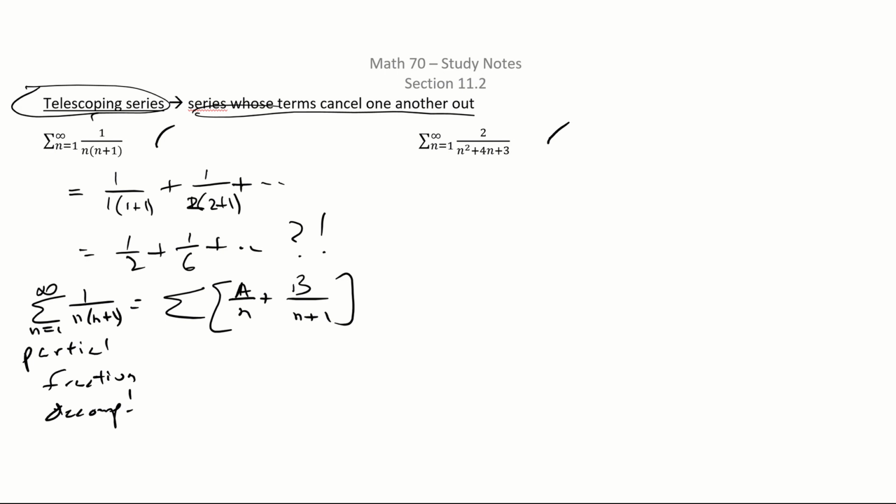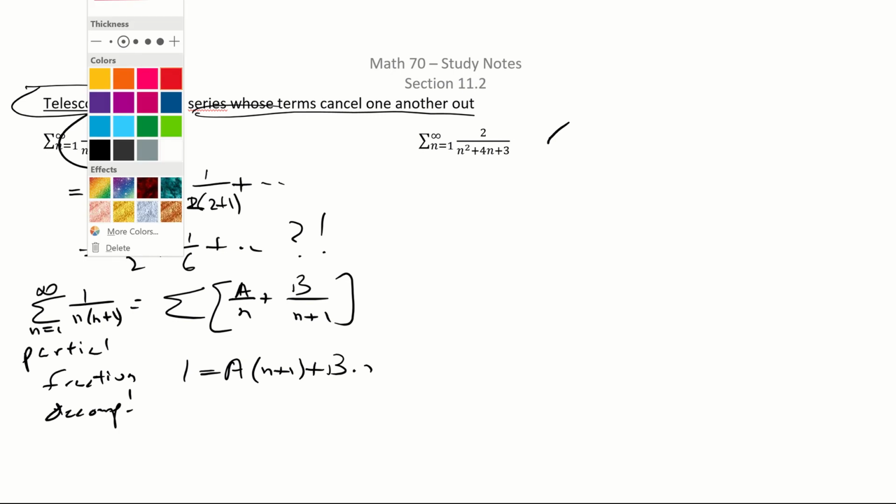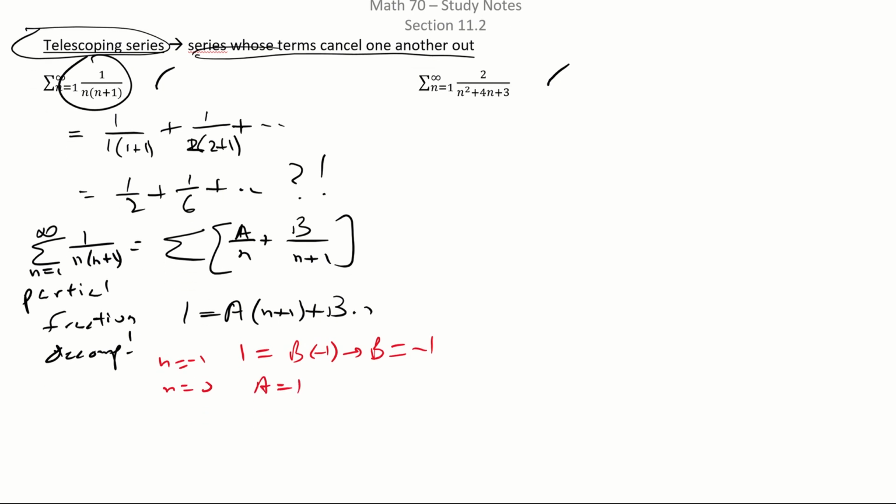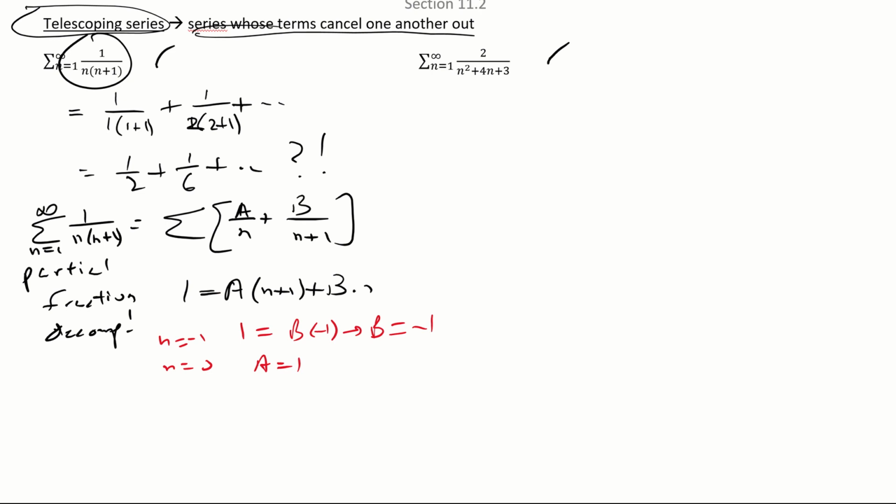So we've got like this guy up here. If we clear fractions, you've done this before. It's been a while. Looks like that. And if n is -1, you get 1 is equal to b times -1. So you get b is -1. Likewise, n is equal to 0, you get a is equal to 1. So look, watch this. This is crazy. You get series, n is 1 to infinity, bracket. What do we get? We got a is 1. So 1 over n minus 1 over n plus 1.